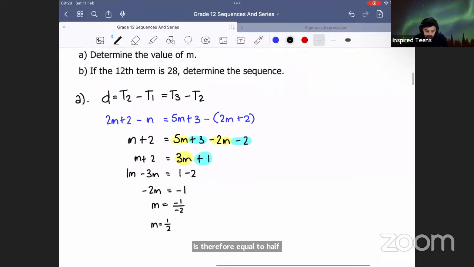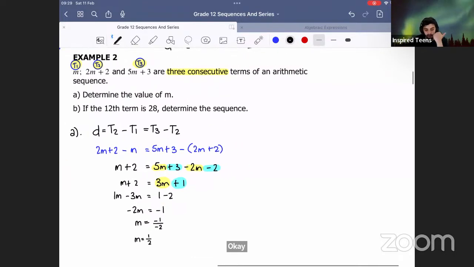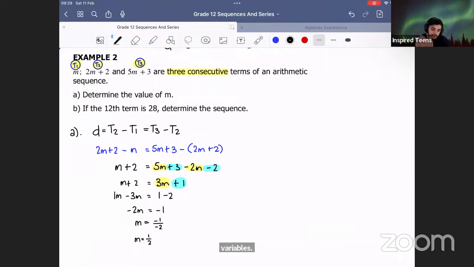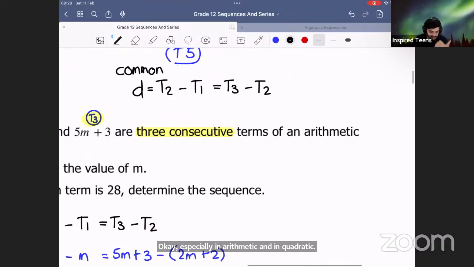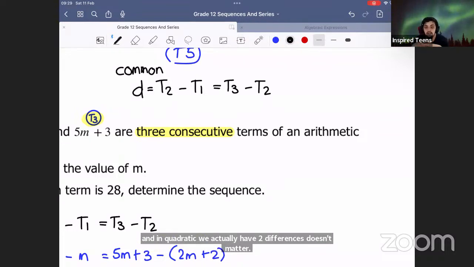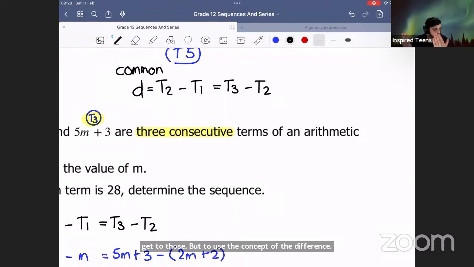Okay, so please remember, whenever you're working with variables, especially in arithmetic, geometric, and quadratic sequences, your first reaction should be to try the difference, the common difference. In geometric, it's called the ratio, and in quadratic, we actually have two differences. Doesn't matter, we'll get to those. Use the concept that a difference minus the previous difference is equal to any difference minus its previous difference, meaning T2 minus T1 is equal to T3 minus T2, which is also equal to T55 minus T54, anything random.